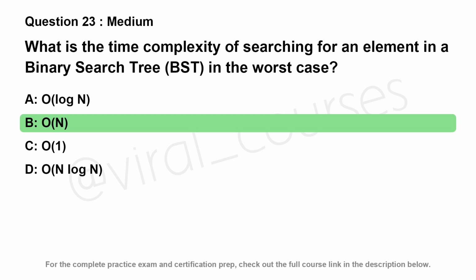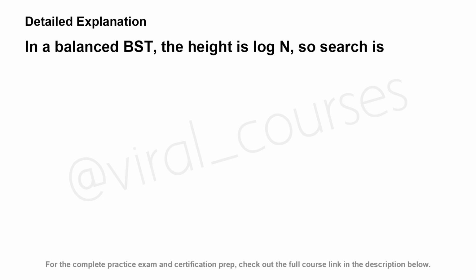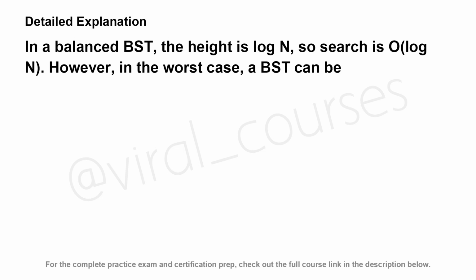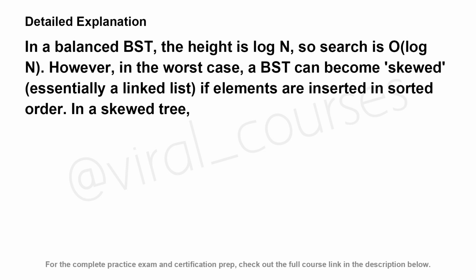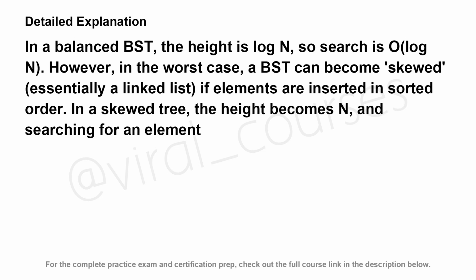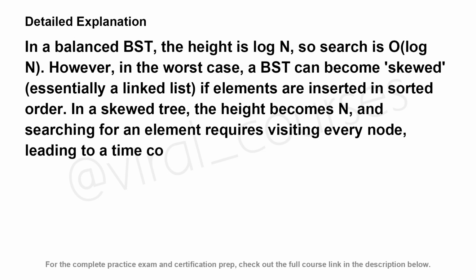The correct answer is B. In a balanced BST, the height is log n, so search is O(log n). However, in the worst case, a BST can become skewed, essentially a linked list, if elements are inserted in sorted order. In a skewed tree, the height becomes n, and searching for an element requires visiting every node, leading to a time complexity of O(n).